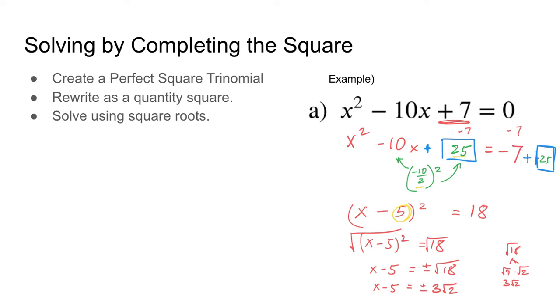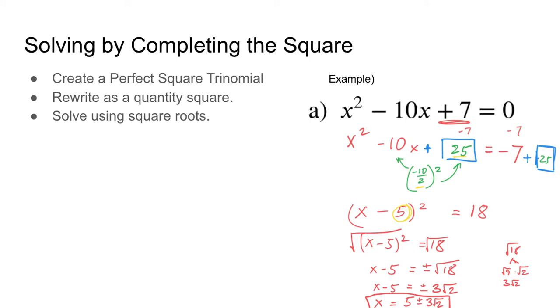Finally, I'm going to add 5 to both sides. Now pay attention to what that looks like. It's just going to be 5 plus or minus 3 square roots of 2. That should be a 2. The answer's not pretty, but it is what the answer is. Let me go ahead and fix that, make it look more like a 2. All right, so we get 5 plus or minus 3 square roots of 2.